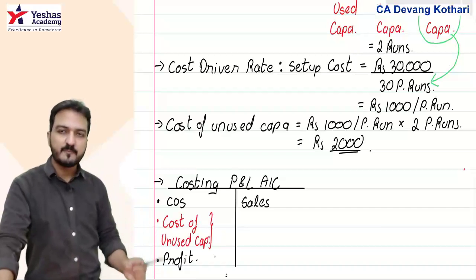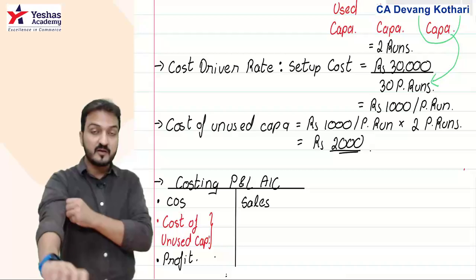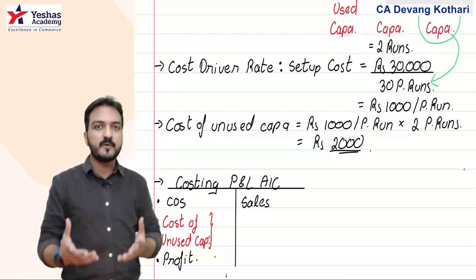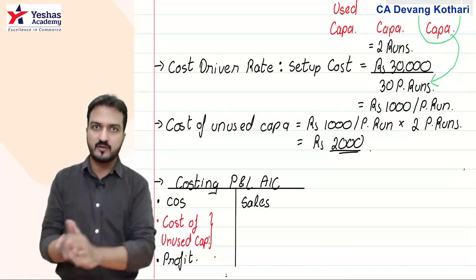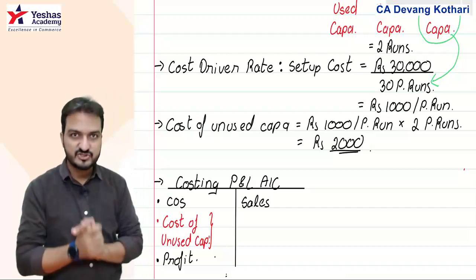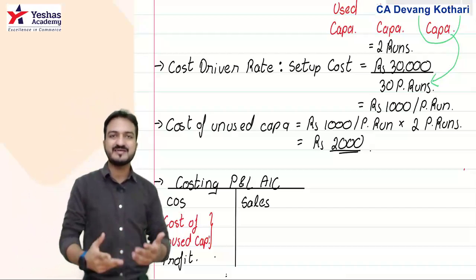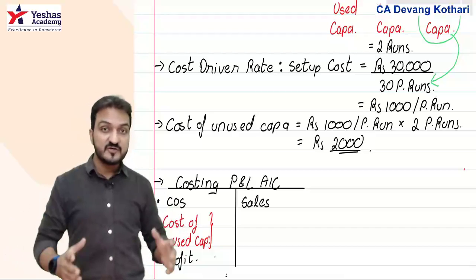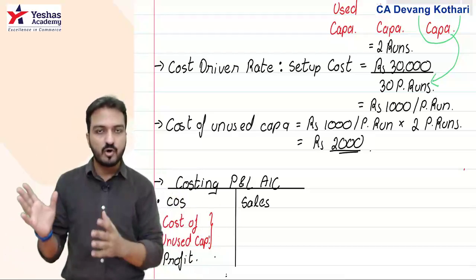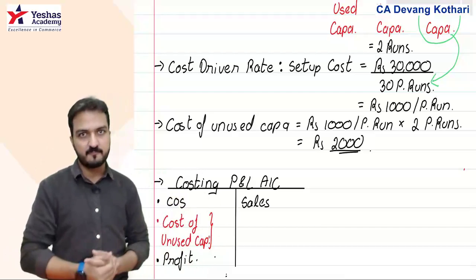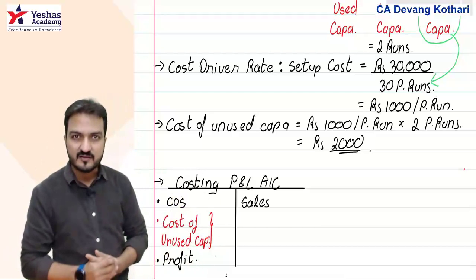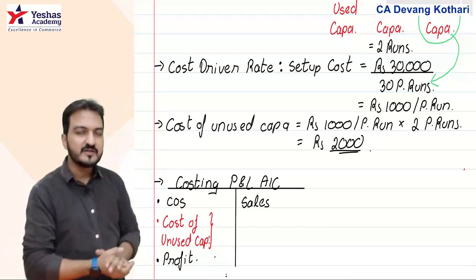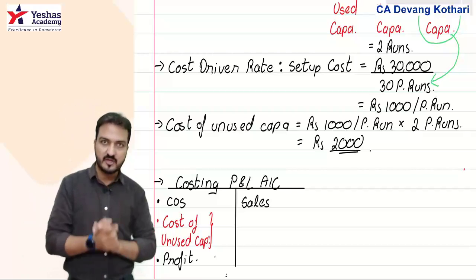Cost of unused capacity will be shown separately in the P&L because this cost does not pertain to any particular product. It is just shown separately for better presentation of your cost, for better understanding of your cost estimates. If this cost was also put in the product cost, it would give you a wrong understanding. Do you understand that? Yes, this is called my cost of unused capacity.